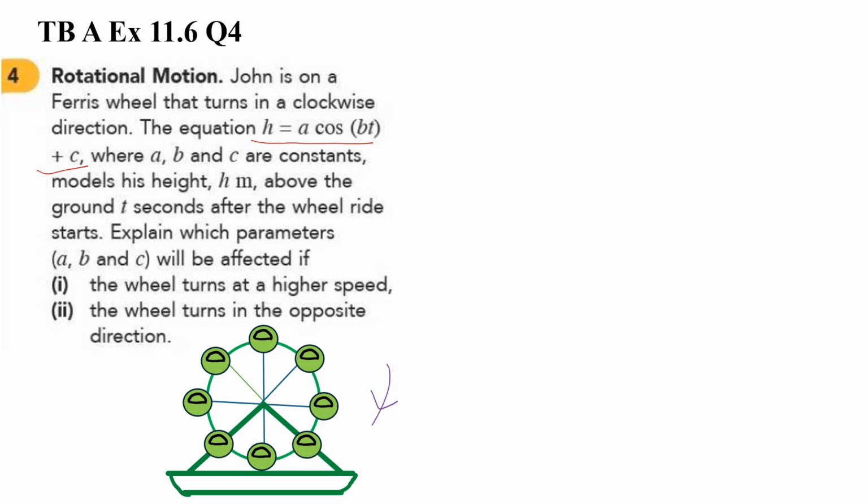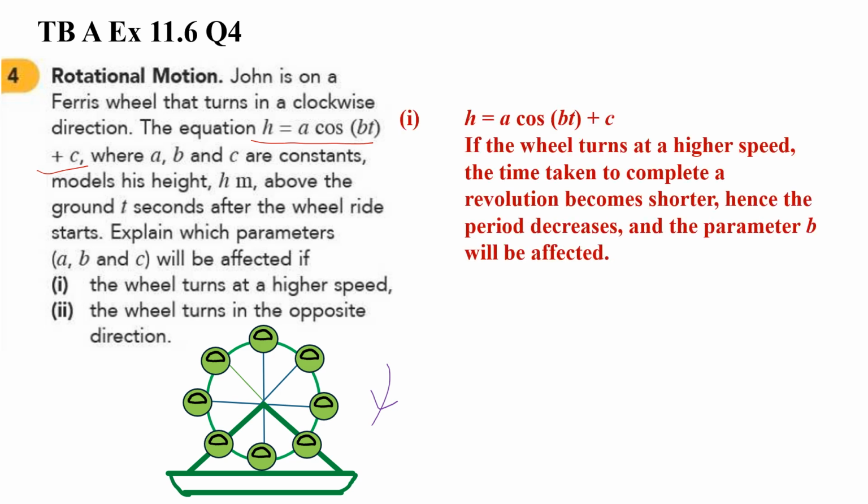So the only thing that will be affected will be the period, because the period determines how fast or how slow one cycle is. If the wheel turns at a higher speed, then of course the time taken to complete one revolution will be shorter, and one revolution represents the cycle, the period. If it takes a shorter time, obviously your period decreases. So the period affects the constant b only, whereas the other two constants, a and c, remain the same.